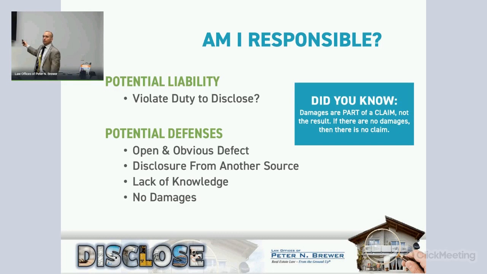Disclosure from another source, it's in the home inspection report, it's in the pest report, or otherwise. Lack of knowledge: if I don't know about it, I can't disclose it, and I'm not required to disclose things I don't know about. So from the standpoint that the seller never knew about it, well, there's no knowledge. And then no damages. So that's the second area of any big case.